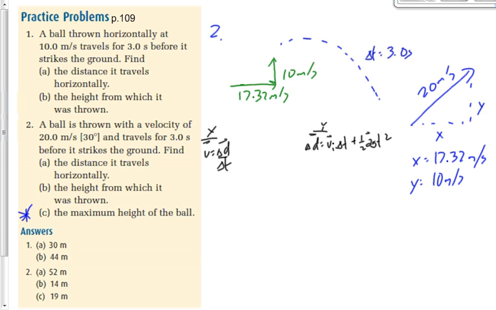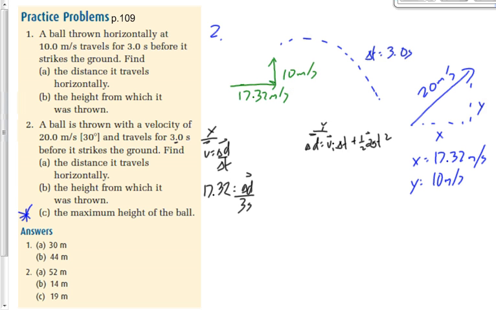Kai, what is it? Good, 17.32. Do we know what D is for the x component? Mitchell, do we know what D is for the x component there? How far it travels horizontally? That's what we're looking for, isn't it? We don't know what D is. Do we know what T is? 3 seconds, right?